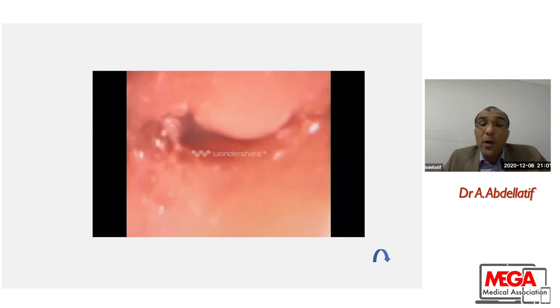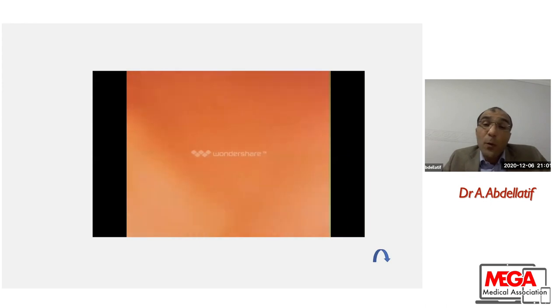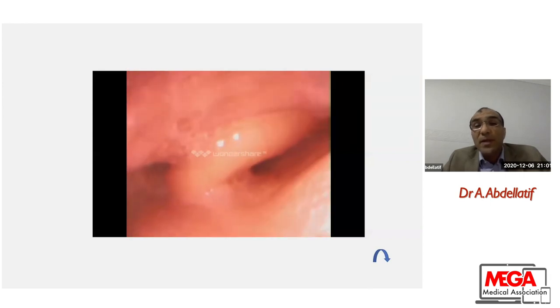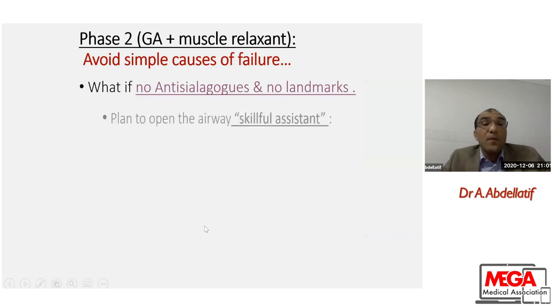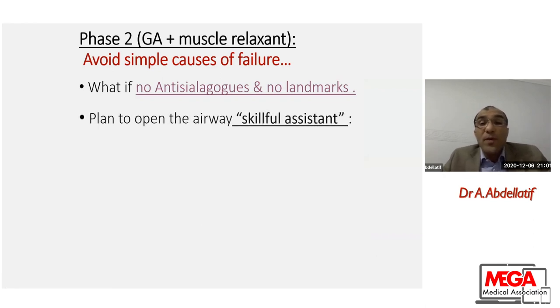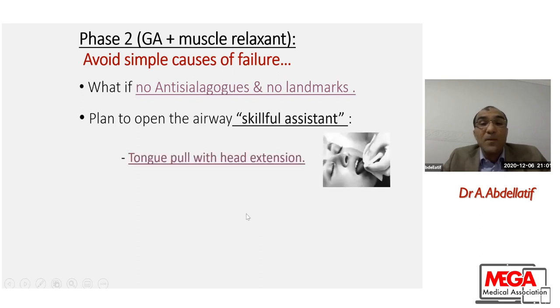So here, he is moving, not looking for any landmark, not looking for the uvula. He drives slowly, no view. This is the epiglottis, but no one is opening, no skillful assistant. He didn't ask for a skillful assistant. He just put the scope inside the mouth without opening the airway, without giving atropine. So that's why the view will be like this. So I have to plan to open the airway with a skillful assistant, either tongue pull with head extension.